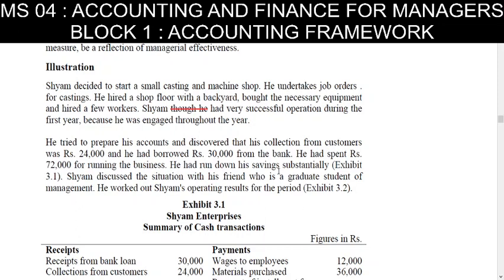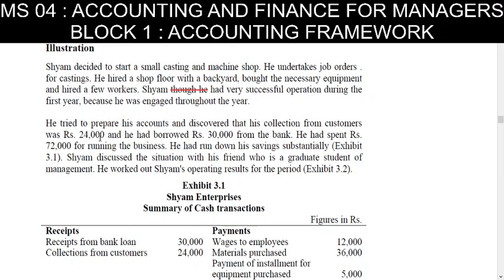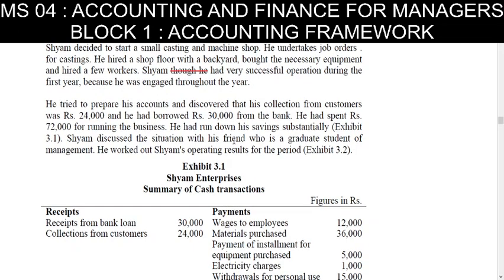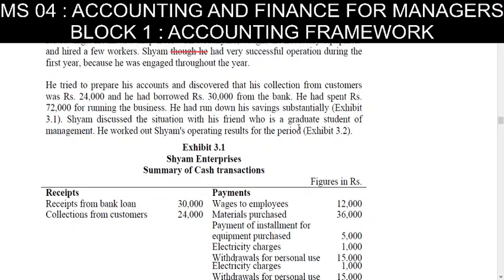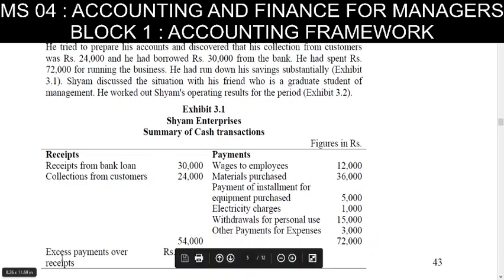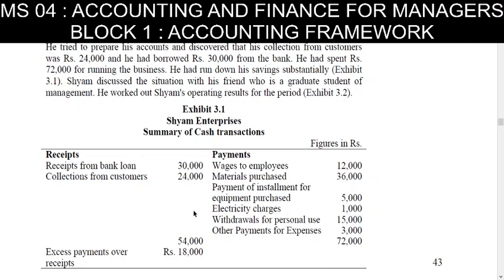Let's see what happened. He discovered that his collection from customers was 24,000 rupees and he had borrowed 30,000 rupees from the bank. So you can see the receipts of cash are like this. From the bank, he borrowed 30,000. From collections, he got 24,000. Total 54,000. He had run down his savings substantially.